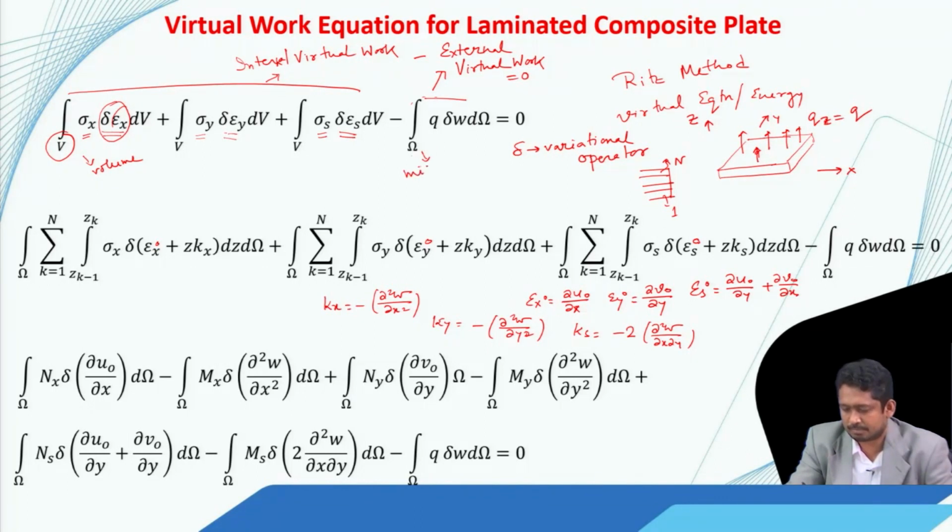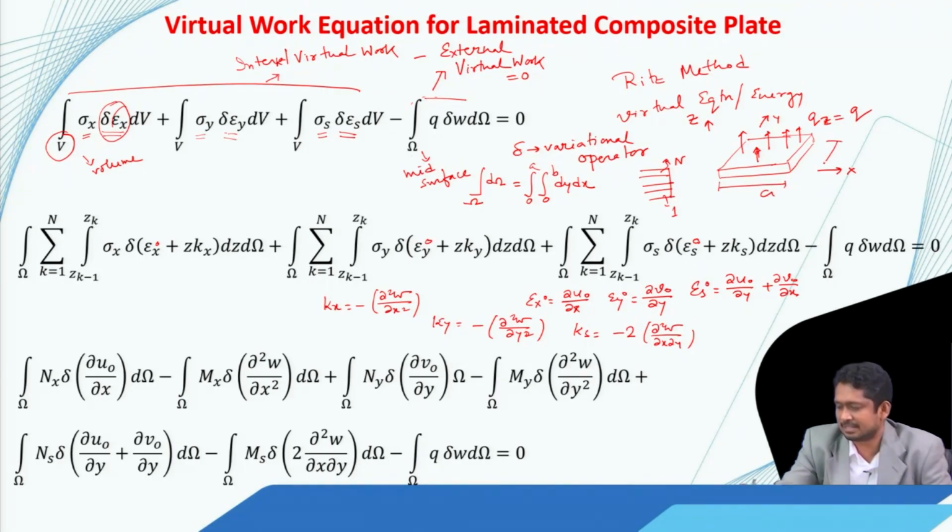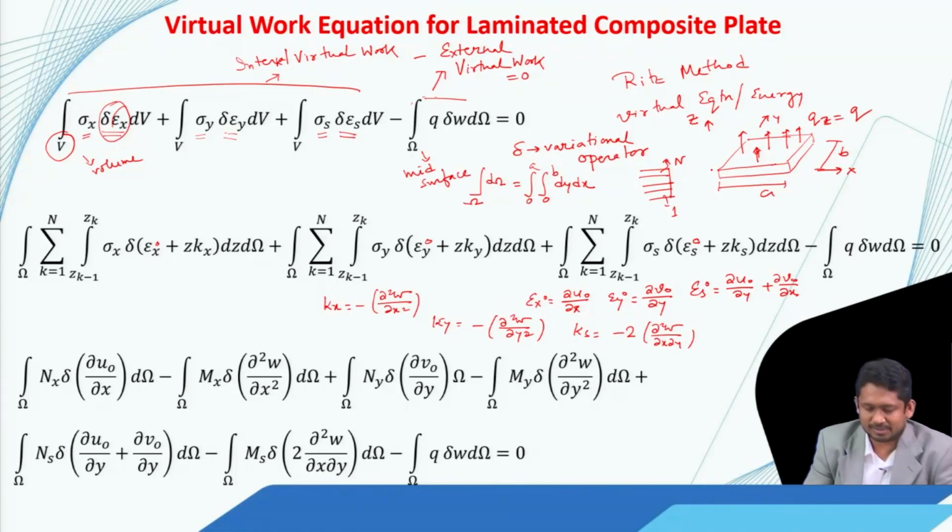Now, in this particular case we can write an integral over the domain omega as an integral from 0 to b, 0 to a, dy dx, because this has a length a and this has a length b. Along the x direction the limit is from 0 to a, and along the y direction the limit is from 0 to b, and it is a rectangular domain. So, this surface integral over omega can also be written like this, and V is the integral over the entire volume. Now, we can break this volume integral into two integrals.